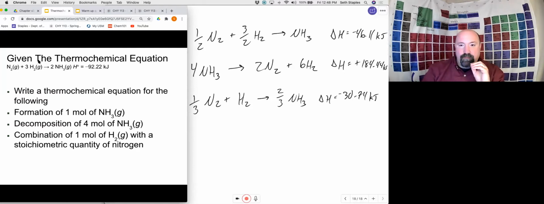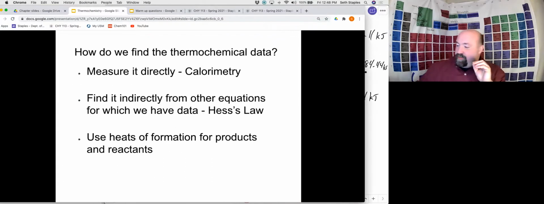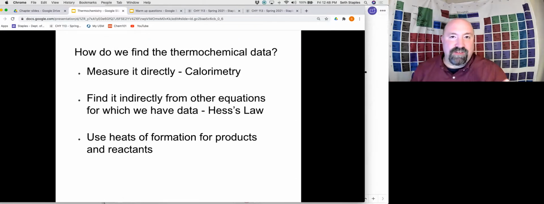And so finally today, we're going to start off looking at how we actually come up with thermochemical data. How do we find this? How do we know that the production of 2 moles of NH3 liberates 92.22 kilojoules? How do we actually get some of that data? We can measure it directly using a technique called calorimetry. If we can't measure it directly, then we can use other equations in what we call Hess's law, or we can also use what we call the heats of formation for products and reactants. Those last two will make up a good part of our next lecture.